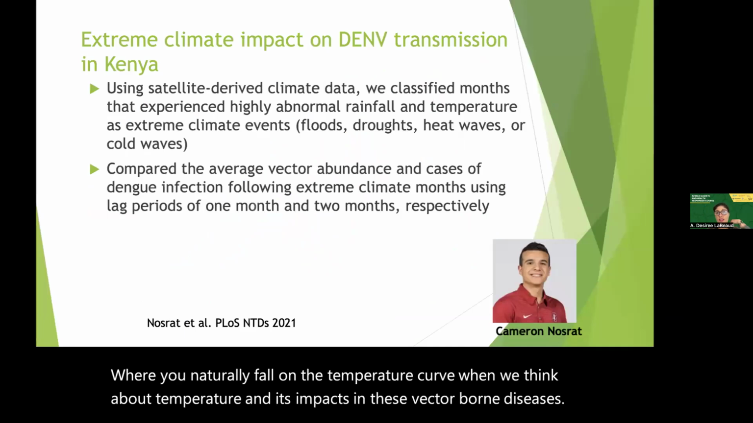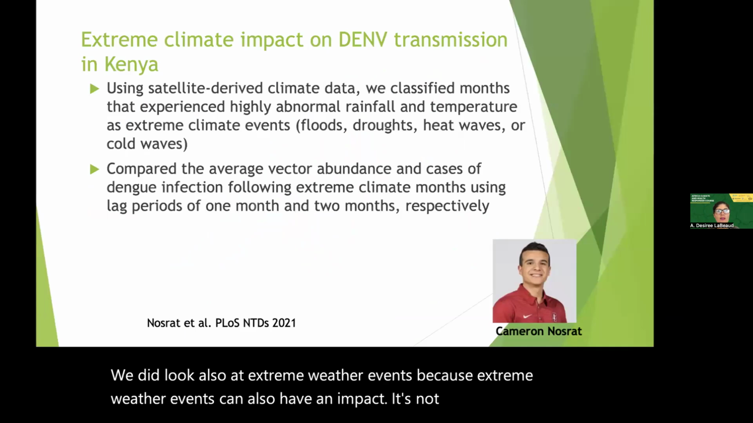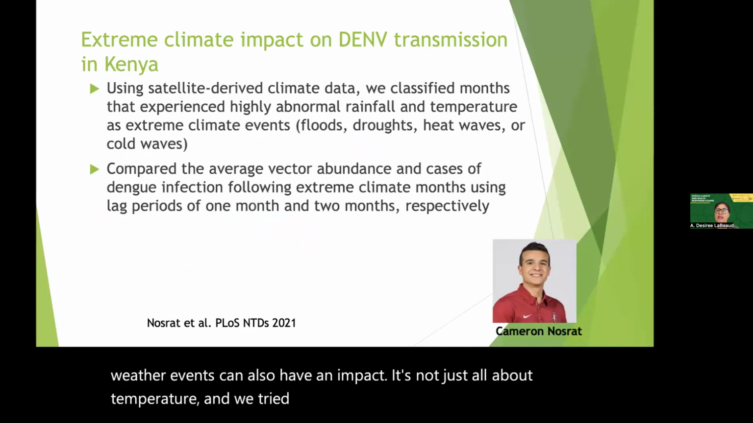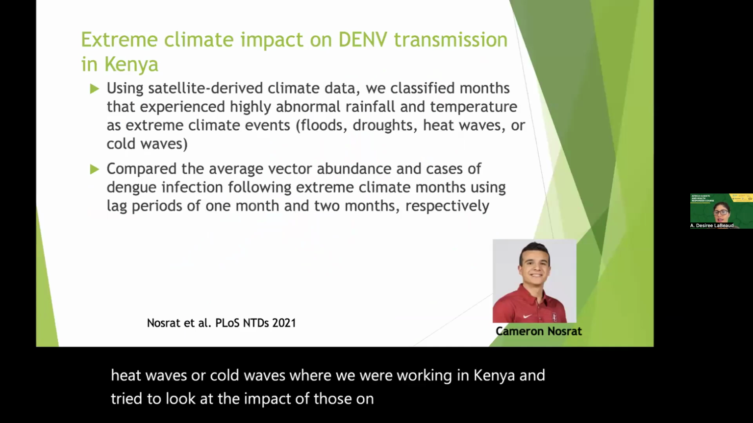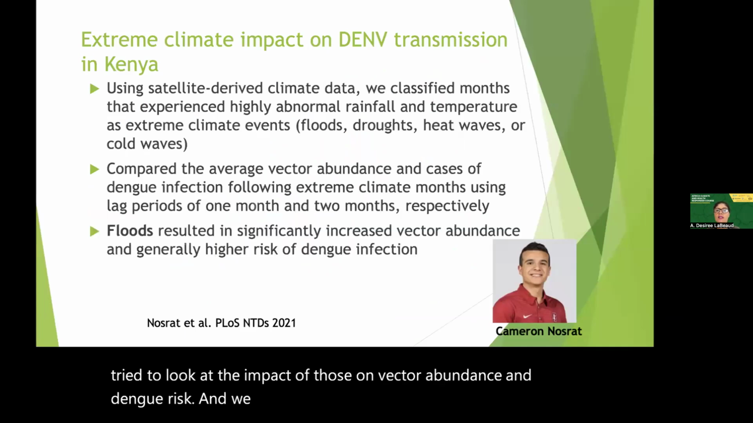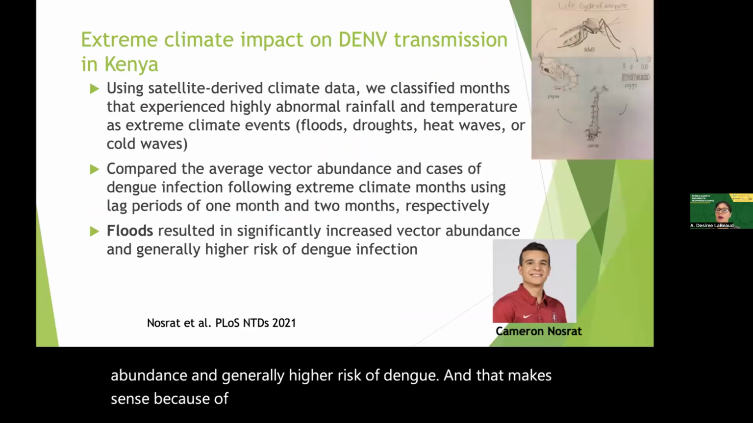We did look also at extreme weather events because extreme weather events can also have an impact. It's not just all about temperature. And we tried to classify events as floods, droughts, heat waves, or cold waves where we were working in Kenya and tried to look at the impact of those on vector abundance and dengue risk. And we found that floods resulted in higher vector abundance and generally higher risk of dengue. And that makes sense because of the life cycle requiring water.